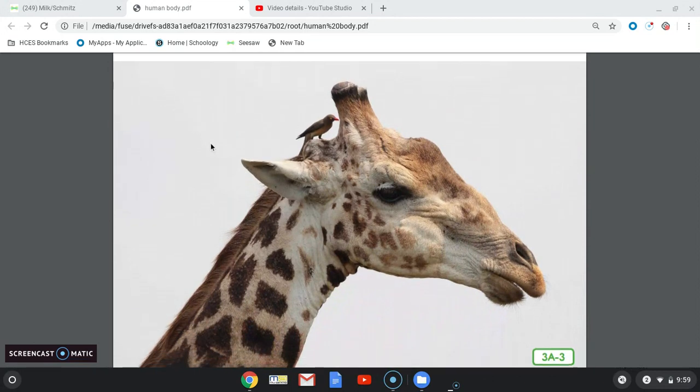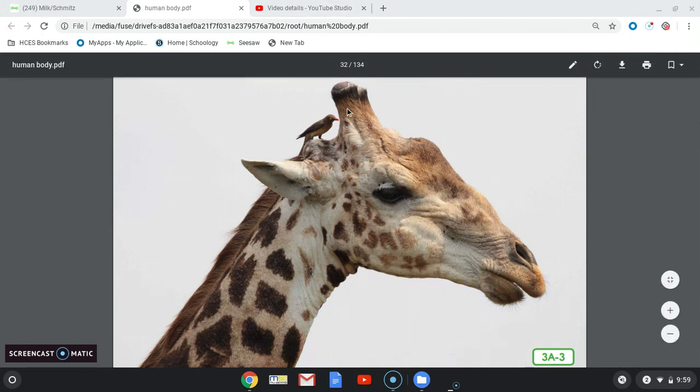And here we have a picture of a giraffe with an oxpecker on him. See him right there?